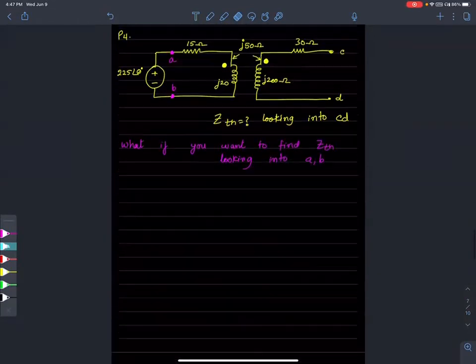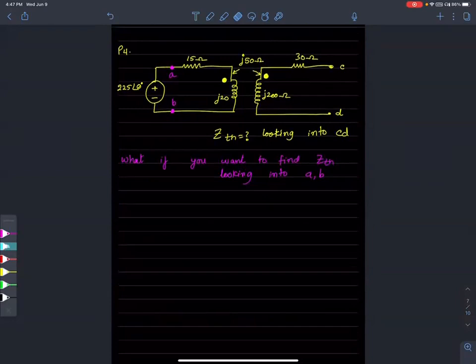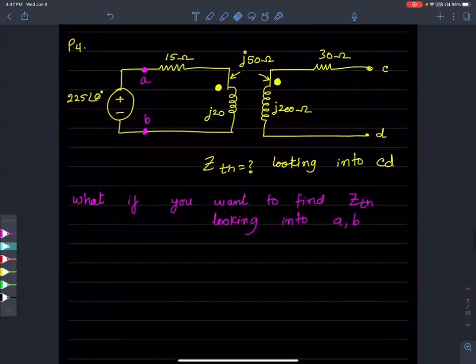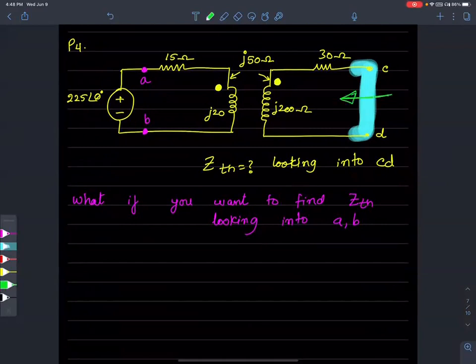Okay, let's look at the other problem then. Anything in the chat? Okay, let's look at the other problem. The problem is in transformers. Particularly you're asked to find the Thevenin's equivalent circuit or the Thevenin's impedance. What is the Thevenin's impedance? Looking into the terminals here.